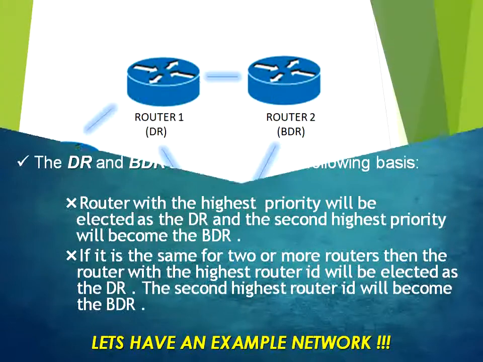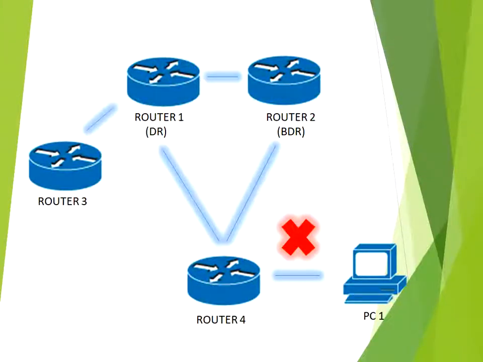Let's have an example network. Here we have 4 routers and a PC. Router 4's port, which is connected to PC 1, is down. So this information will be sent by router 4 to router 1 and router 2. Router 1 will send this information to all routers in that network. Here we have only router 3, so router 1 will send this information to router 3. If router 1 could not send this information to router 3, then router 2 will send this information to router 3.